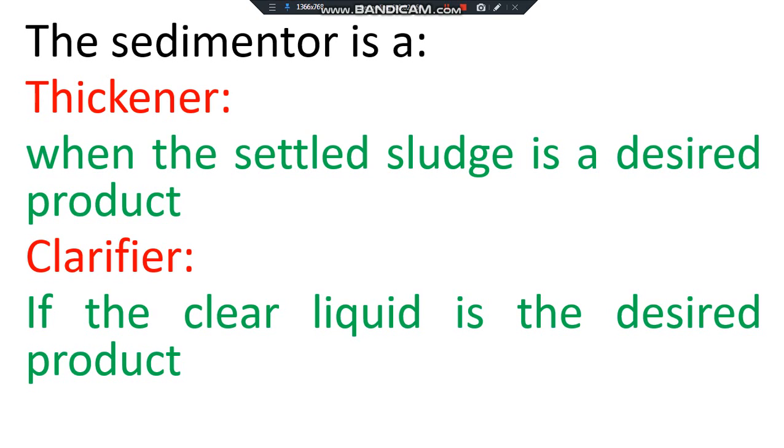Now the sedimenter is considered a thickener when the settled sludge is the desired product, or it is considered a clarifier if the clear liquid is the desired product. So if we are interested in the clear liquid, then the same equipment is known as a clarifier, and if the sludge or settled sediment is our desired product, then it is considered a thickener.